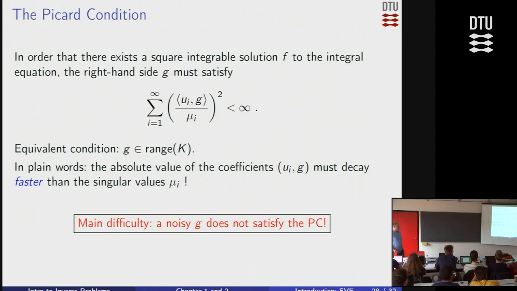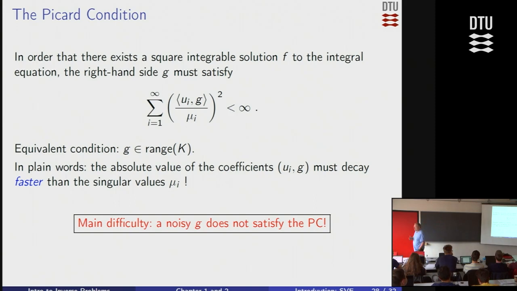So that's very, very important to understand: your right-hand side coefficients in this basis of the u functions must decay somewhat faster than the singular values. Otherwise, we cannot solve the problem. Otherwise, we'll have a solution with infinite norm, and we don't want that. Okay, so that's the Picard condition.